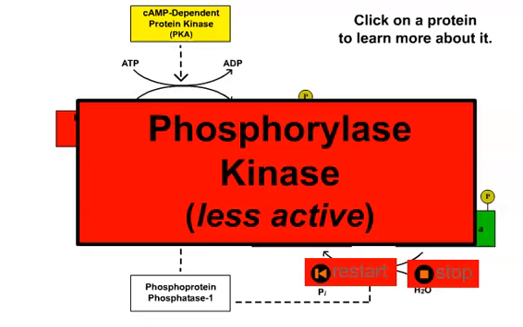Phosphorylase kinase is a complex of 4 subunits, designated alpha, beta, gamma, and delta. Prior to its phosphorylation by PKA, and in the absence of calcium ions, phosphorylase kinase is relatively inactive. The catalytic subunit is the gamma chain, which is shown here.